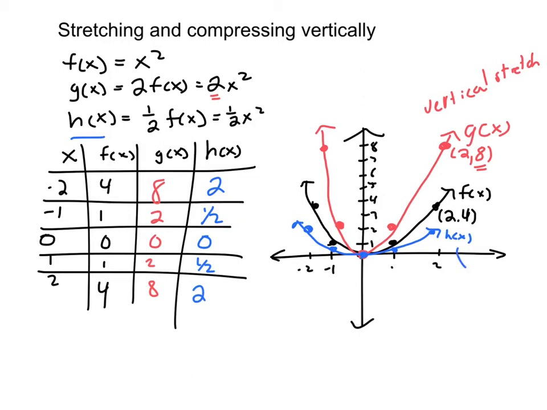So h of x is called the vertical compression, or vertically compressed. And to get points on h of x, what did we do? Basically, that same 2, 4 then became 2, 2. So basically, we multiplied the 1/2 by all the y coordinates. So the next slide, I'll solidify this with a rule, and then we'll do a few more examples.